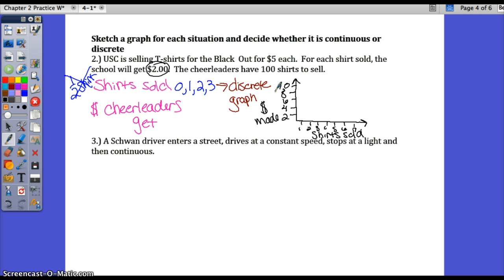So now let's sketch a graph. If they sell one shirt, they're going to make $2. If they sell 2 shirts, they're going to make 4. If they sell 3 shirts, they're going to make $6. 4 shirts, they're going to make $8. 5 shirts, they're going to make $10. This is just a rough sketch of a discrete graph. And then we need a title. So let's title this, The Money Earned from Selling Blackout Shirts.